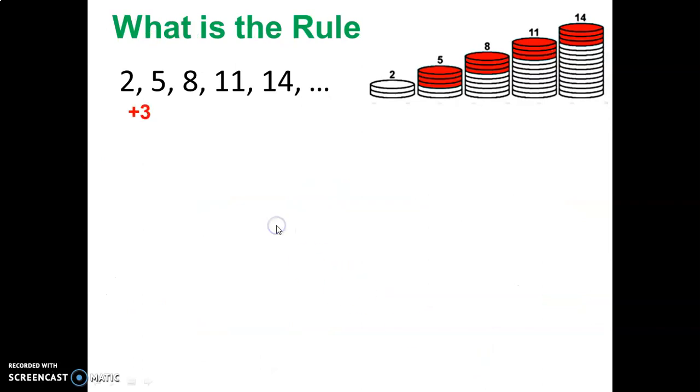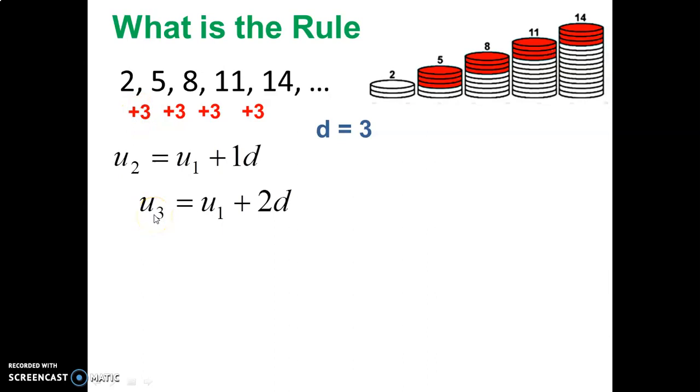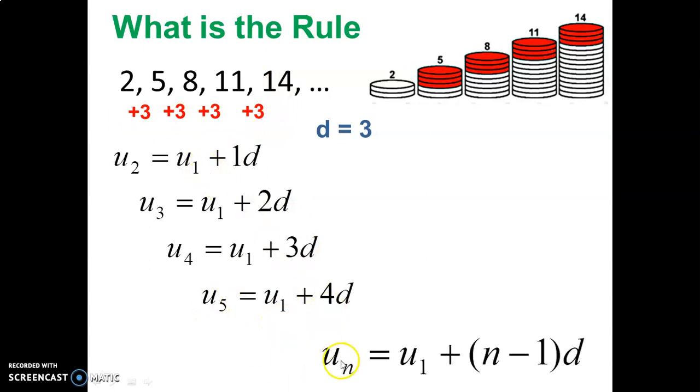Okay, looking at that rule just to kind of summarize it, basically to get u2, we had u1 plus 1 jump of d. To get to u3, we had u1 plus 2 jumps of d, right? To get to u4, we had u1 plus 3 jumps of d. And to get to u5, we had u1 plus 4 jumps of d, right? So there's the summary again. So again, to get to any value, we do u1 plus one less than the term number jumps of d. Okay, that's our key rule.